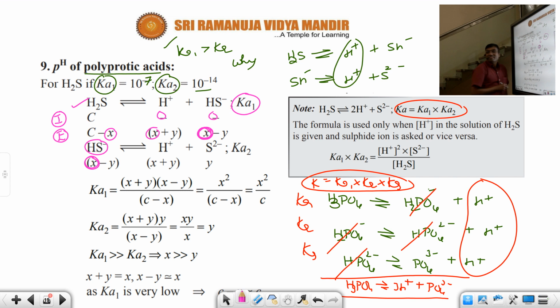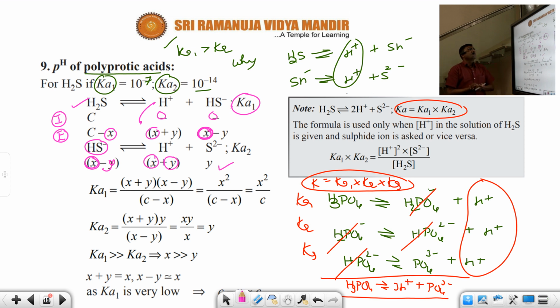You are starting with this X. So how much is dissociated? Y is dissociated. Already here, how much H plus is there? X is there. So Y plus Y is formed, so here Y is formed. I hope you understood. It is slightly tricky.